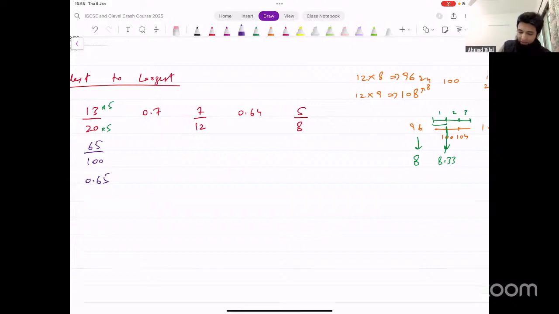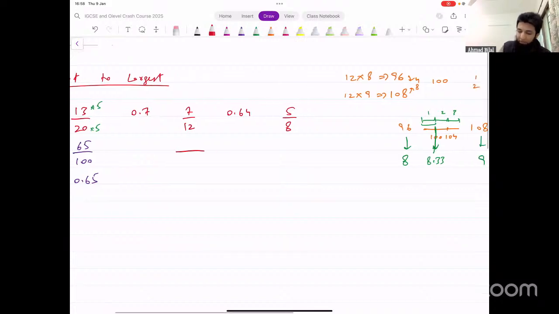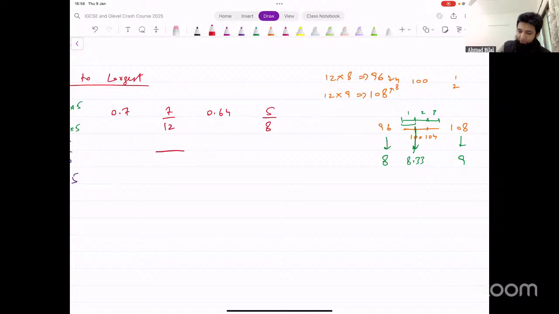go like this. If we want to convert the denominator to 100, what do we have to multiply it by? We have to multiply it by 8.333. Okay? We have to multiply the denominator by 8.333. Now, that means we have to multiply the numerator by the same number as well.